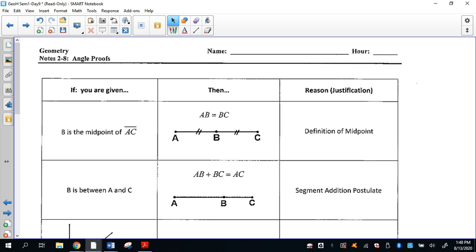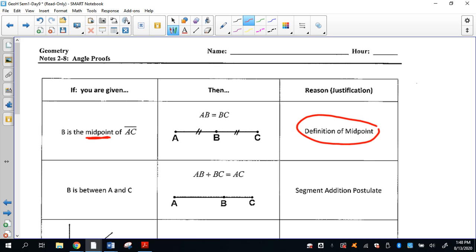On the left side, we're given that B is the midpoint of AC. So in general, if you're given a word, almost always you're going to use the definition of that word for your justification. We know from chapter 1 that midpoint means that it cuts the segment into two equal pieces. So if they give you that B is the midpoint, then we know that the two segments have the same measure by the definition of midpoint.